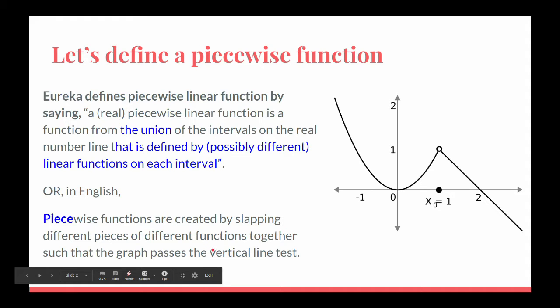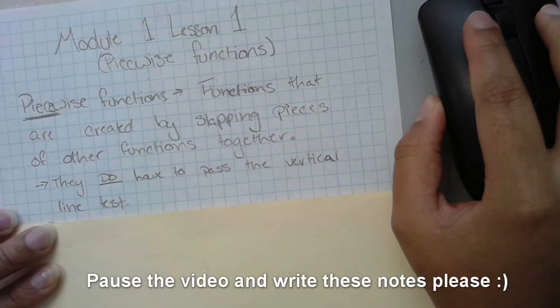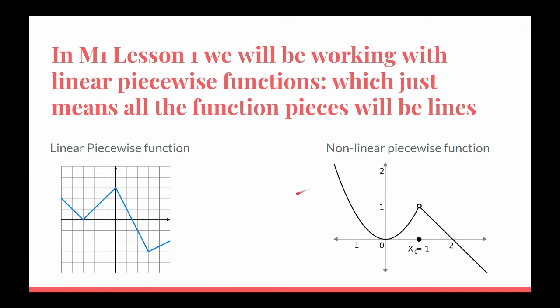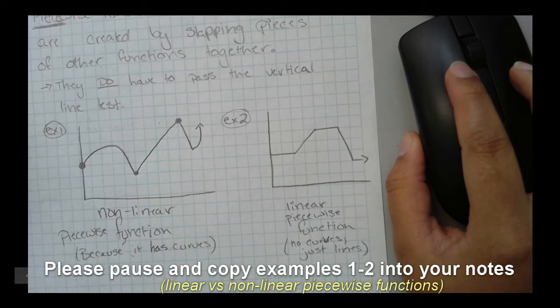So there we go. At this point, you should have your notes looking something like mine. I'm going to put up a little screenshot of what it should look like by now, but you should have Module 1, Lesson 1 at the top. You should have piecewise functions as part of your title, and you should have this definition in there. When we're talking about a piecewise function, again, it can be linear or nonlinear. So I just want you to take a second to add to your notes either a linear or nonlinear function. Show you what that looks like.